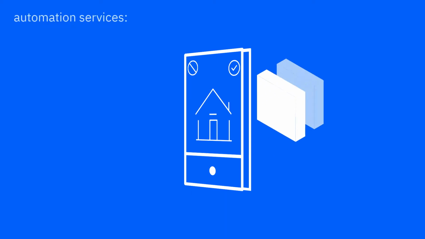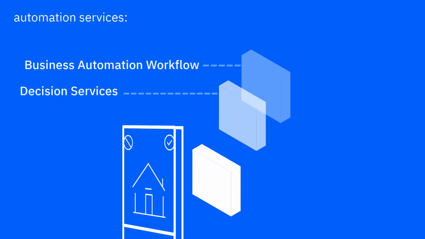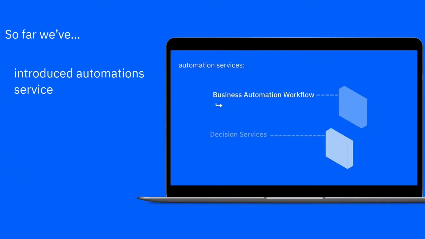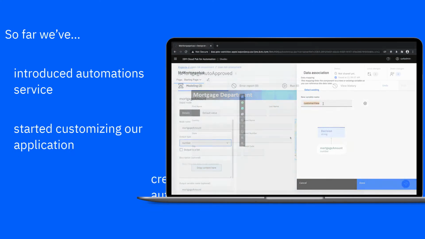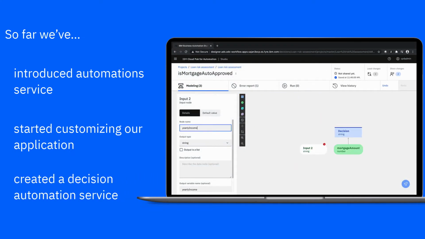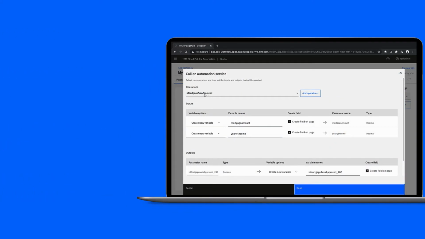In this video series, we'll create a mortgage approval application that uses automation services from Business Automation Workflow and Decision Services. So far, we've introduced automation services, started customizing our mortgage approval application, and created a decision automation service, which we called from our application. Whew, we've been busy.